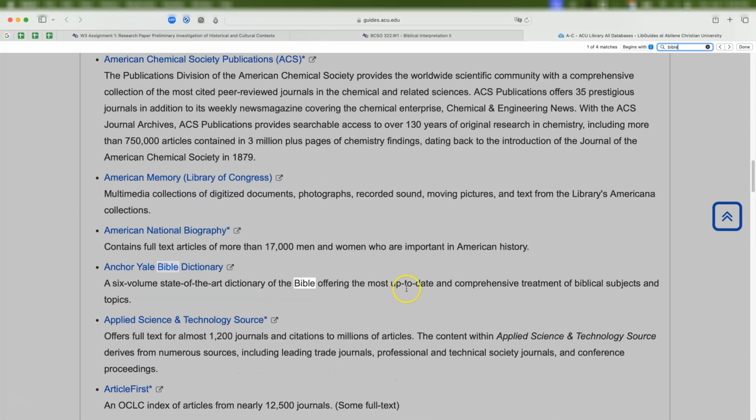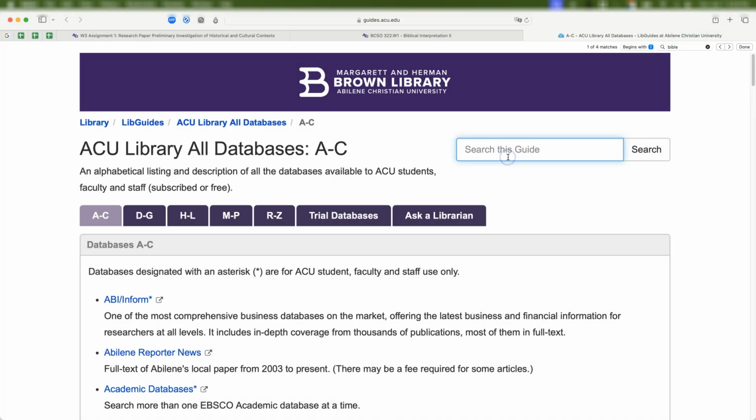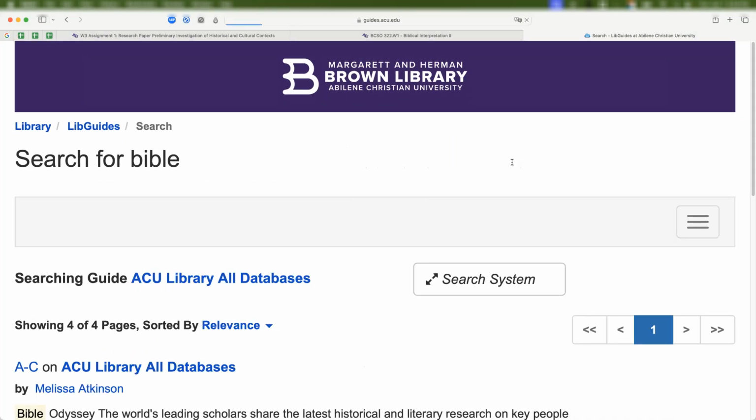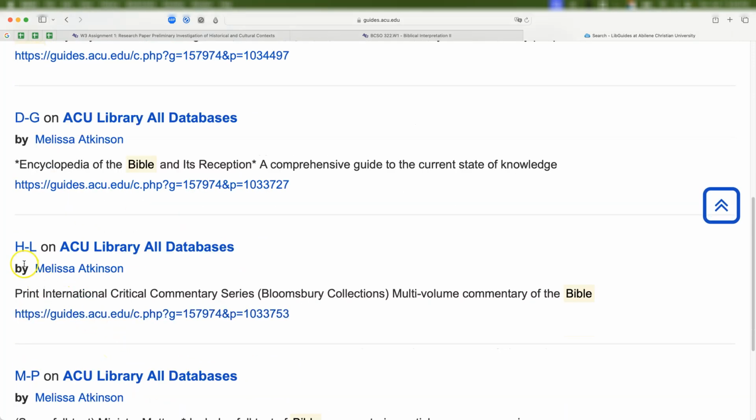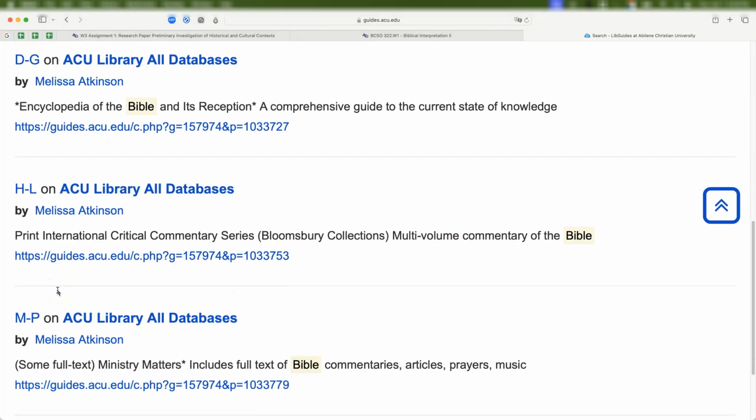And okay, well, maybe I want to go and search in this search box here. It does say search this guide, after all. And I search for Bible, and oh hey, turns out our library director has written some things about these different things. We could say, oh, multi-volume critical commentary, that does sound like it might be helpful. Ministry Matters, that's more on the applied, pastoring kind of thing.